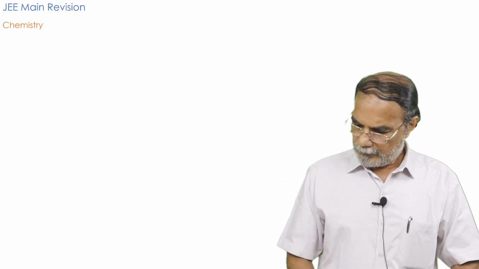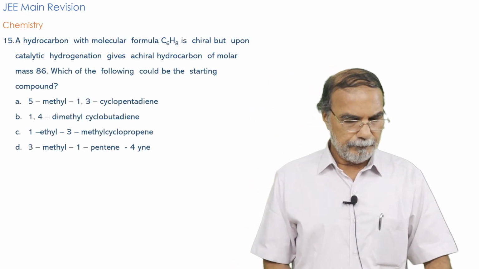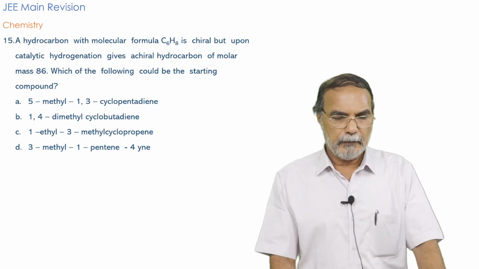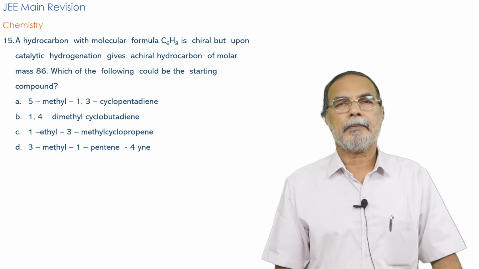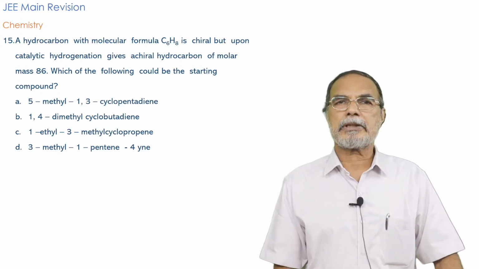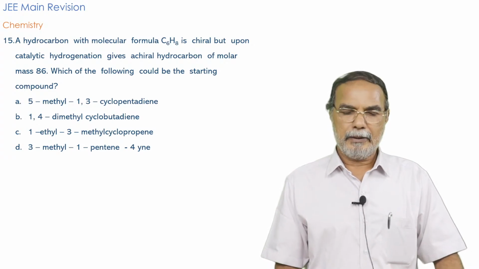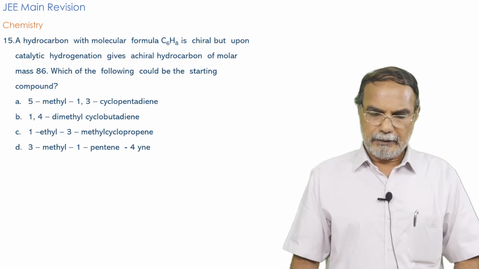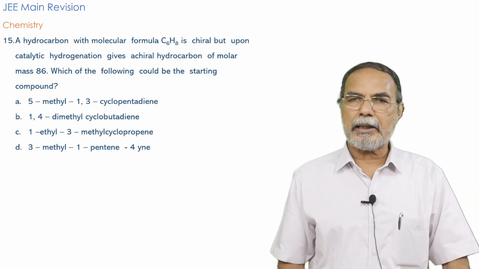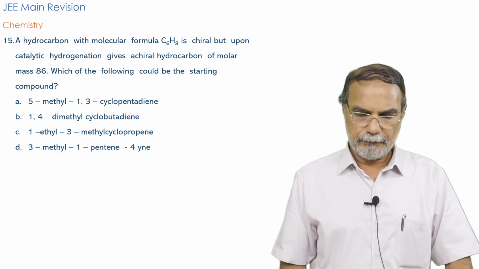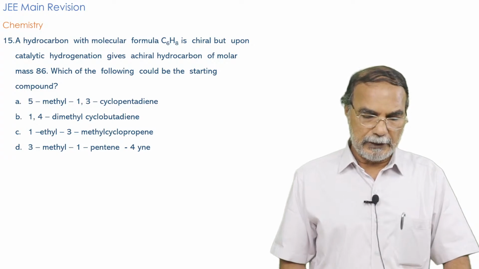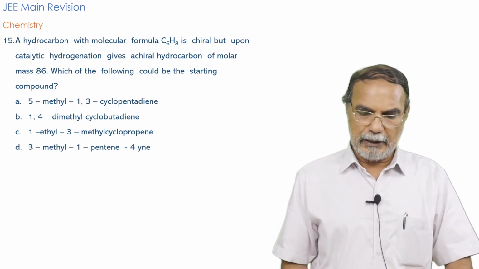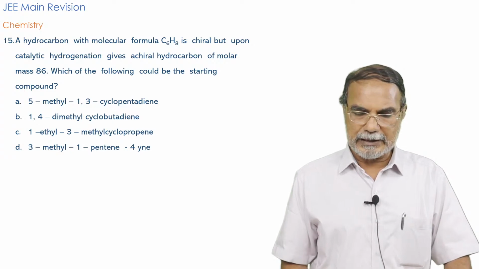Okay? So we have to rush, otherwise we won't be able to complete. Coming to question number 15. A hydrocarbon with molecular formula C6H8 is chiral. Now this question belongs to the first category because it is very simple. The C6H8 is chiral, that is what is given. But upon catalytic hydrogenation, it gives an achiral hydrocarbon of molecular mass 86.